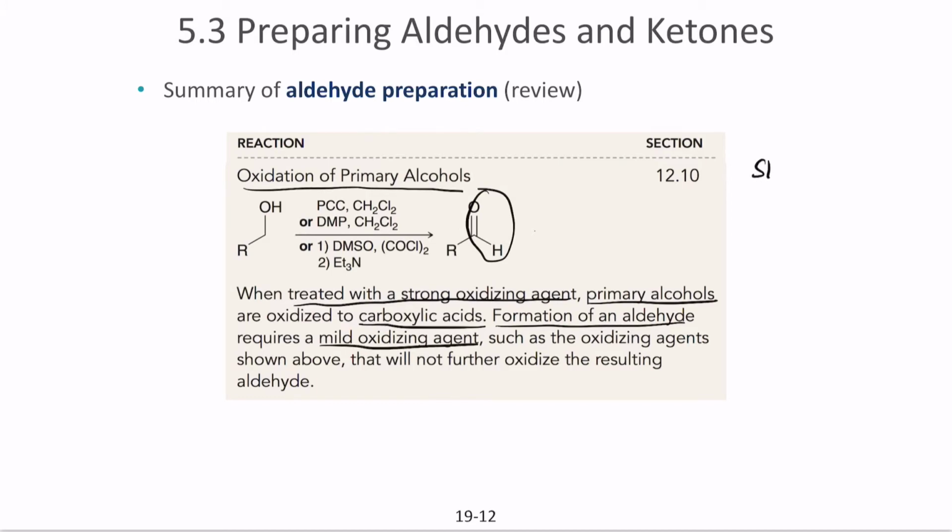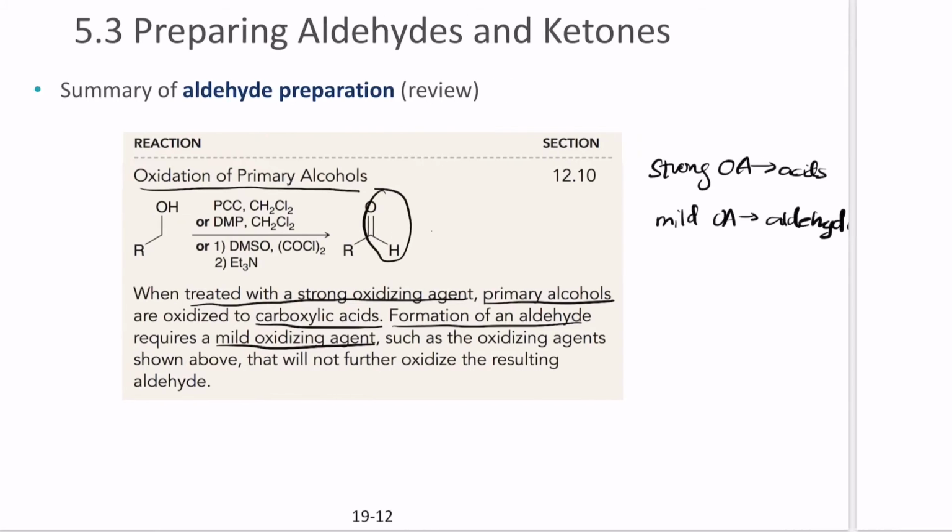Remember that when you use a strong oxidizing agent, you get carboxylic acids. But if you use a mild oxidizing agent, you end up getting aldehydes, because the mild oxidizing agent does not have enough capacity to further oxidize to carboxylic acid.